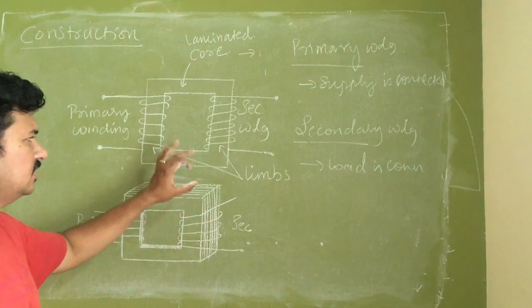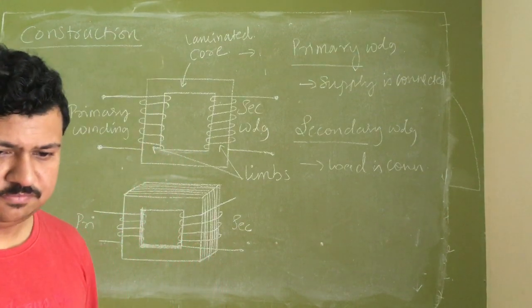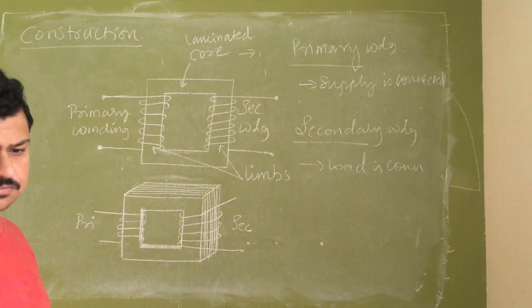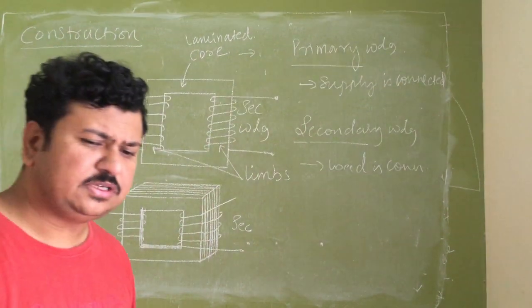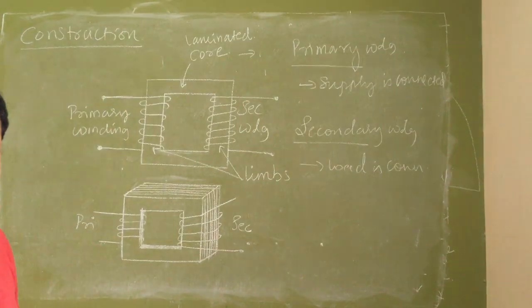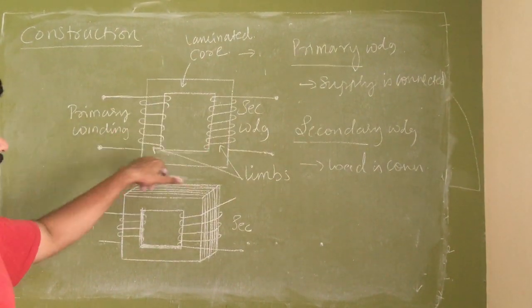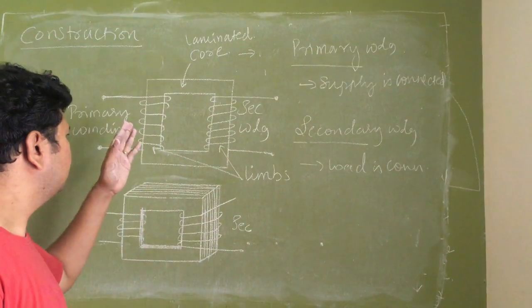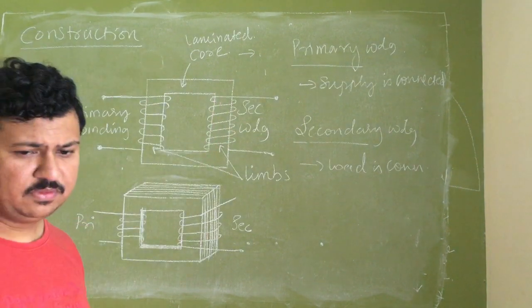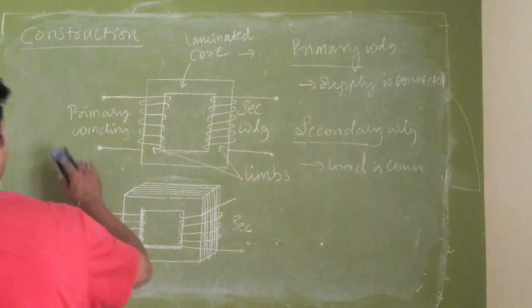After a few classes I will be sending you a few images of the working transformer, how the windings are placed and all. Let a few classes get over on this concept, and I will send you a few working transformer images. You will understand all these points in a better way. So the core is provided to create a magnetic path for the flux linkage from primary to secondary. So this is the fundamental construction of a transformer. Next is working.